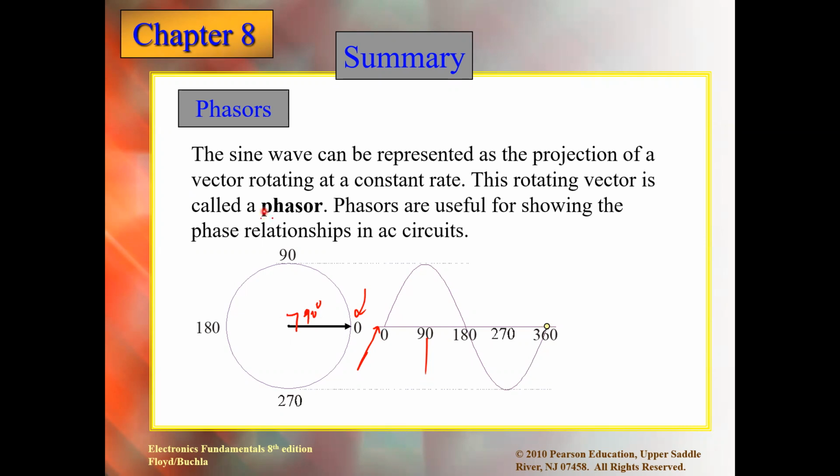What is it called? Phasor. The sine wave can be expressed as the projection of a vector rotating at a constant rate. The rotating vector is called a phasor. Phasors are useful for showing the phase relationship in AC circuits.